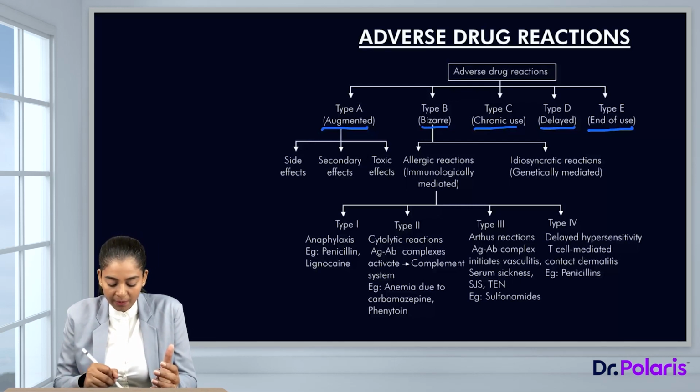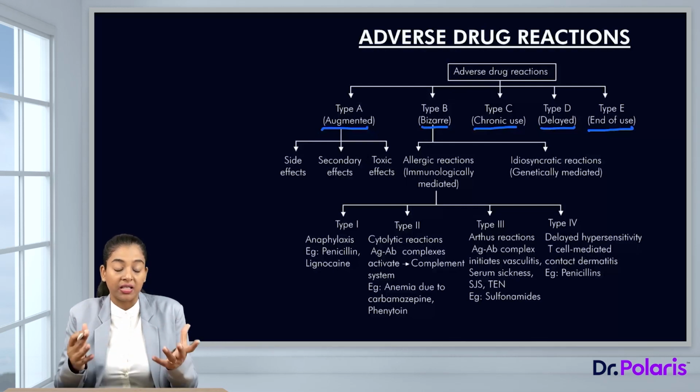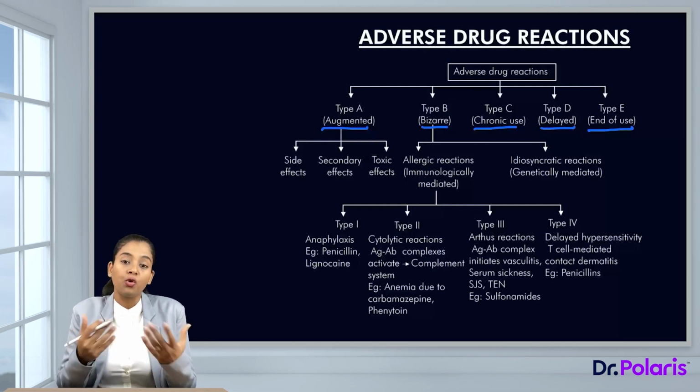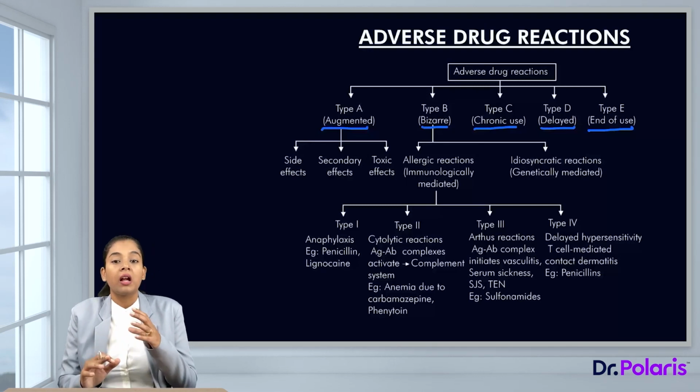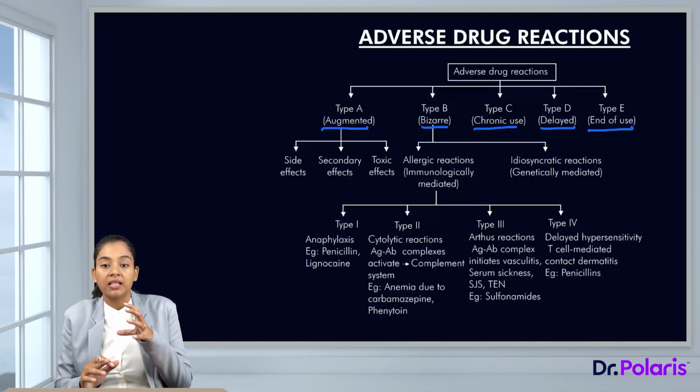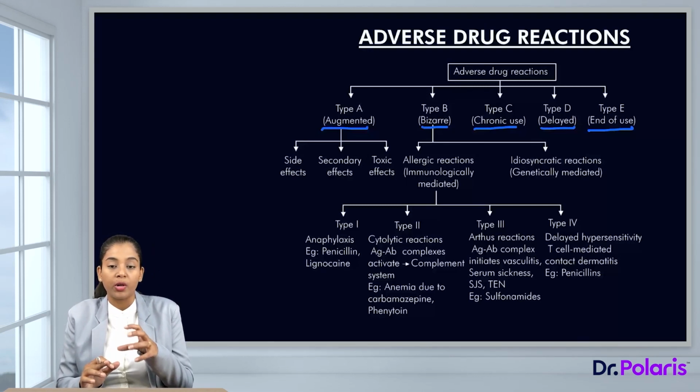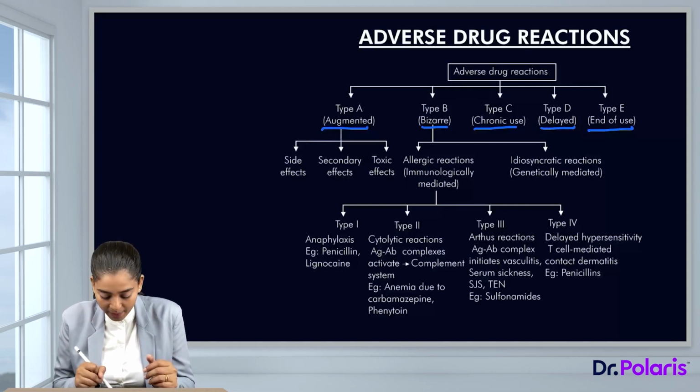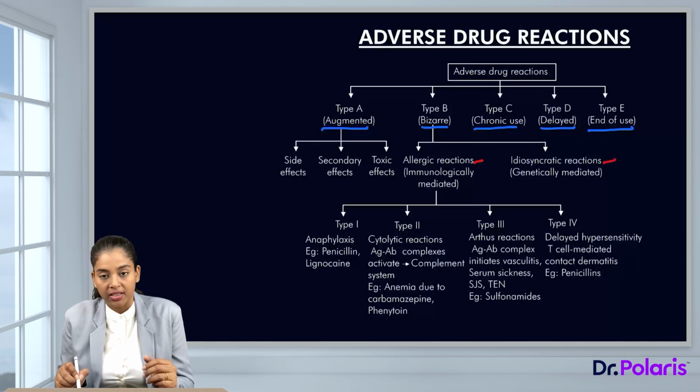Bizarre. Bizarre means you cannot understand the mechanism why this adverse effect happens. It's very bizarre. You don't know why it happens and to whom it happens. It can happen to anybody. Not all patients will experience this type B adverse drug reaction. It can happen only to a few patients. So this can be allergic reactions or idiosyncratic reactions.